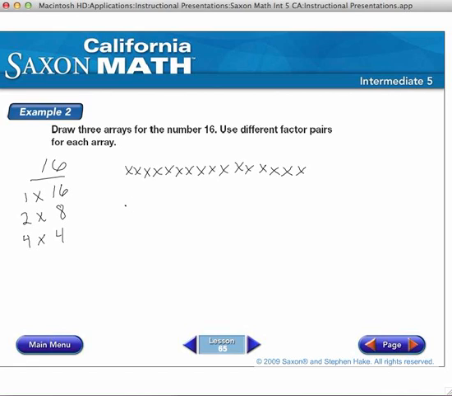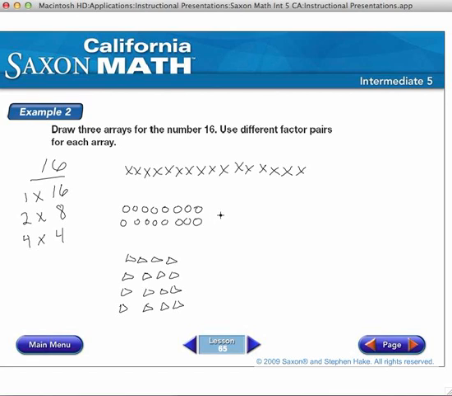Okay, 2 times 8. So notice each row is the same, each column has the same number. And my last one, 4 times 4. Okay, so these are my 3 different arrays using different factors.